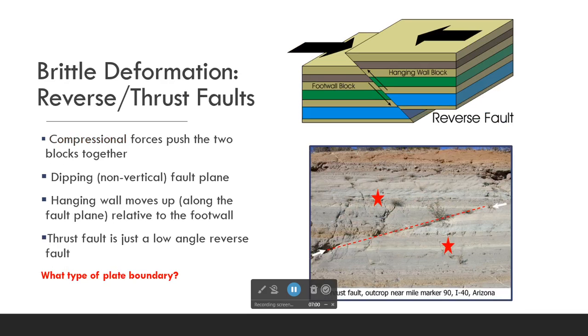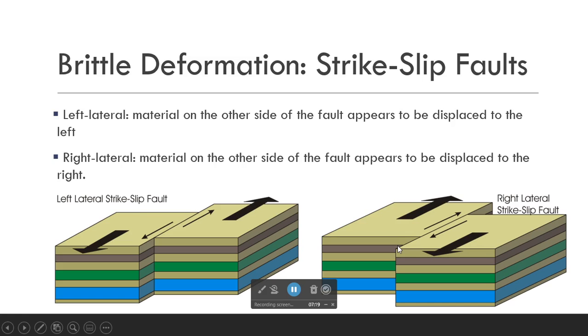Now, you can also get reverse faults. So reverse faults are when the hanging wall moves up in relation to the footwall block, as shown in the top diagram. And this forms from compressional forces, where you're pushing two blocks together. And again, there's just another example down at the bottom. And then finally, here are our strike-slip faults.